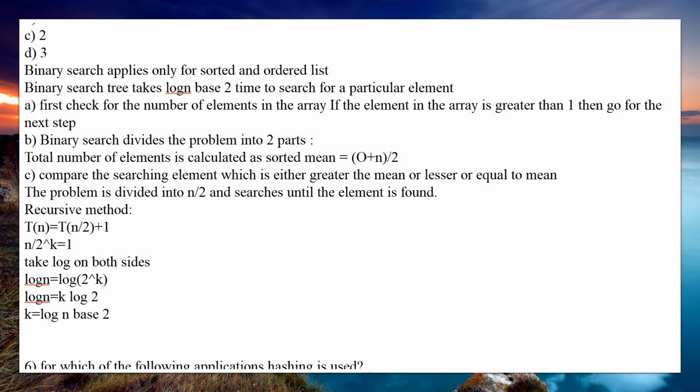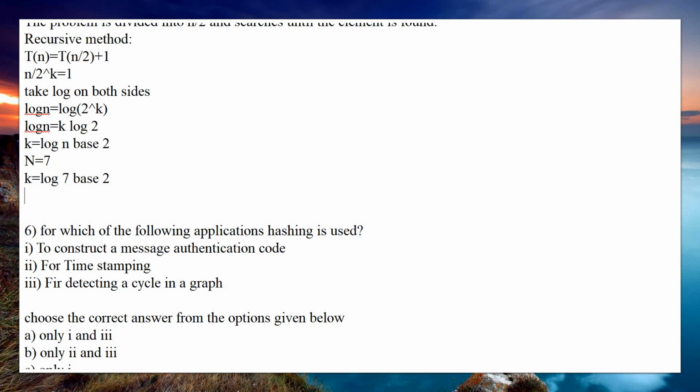So log n base 2, what will be the value of n? n will be equal to 7. Then k is equal to log 7 base 2. By calculating, log 7 base 2 is equal to 3. So you can say the number of comparisons that is needed is 3.